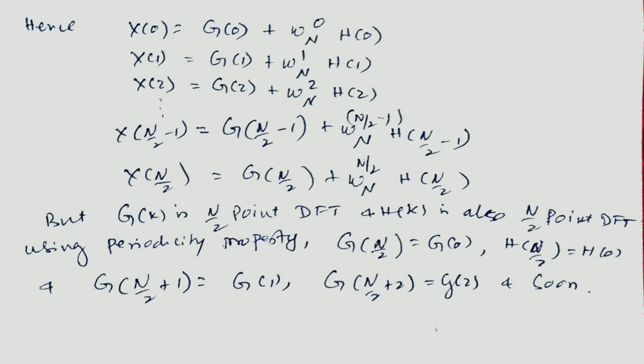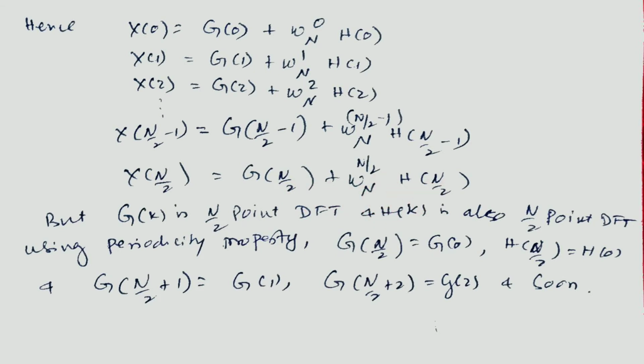And here x of k, for k value we keep varying between 0 to n. So first of all, when I select k equal to 0, x of 0 is equal to g of 0 plus wn power 0 h of 0. Similarly, x of 1 is equal to g of 1 plus wn power 1 h of 1. So like that we continue. x of n by 2 minus 1 is equal to g of n by 2 minus 1 plus wn power n by 2 minus 1 h of n by 2 minus 1. The next value is x of n by 2. So when I go for this, right hand side I should write g of n by 2 plus wn power n by 2 h of n by 2.